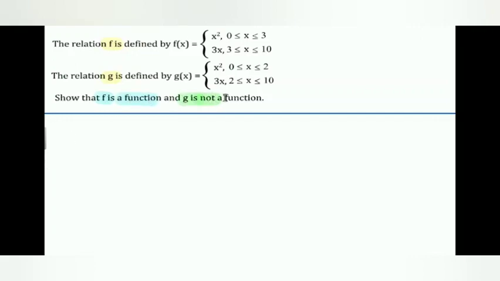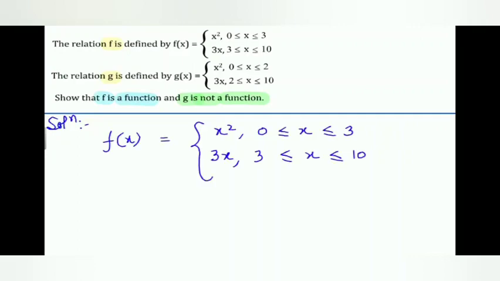I think we know all the topics of relation and function. So miscellaneous exercise 2 is a mix of sums on relation and function. Question number 1: f is a function and g is not a function. You all know the definition of function.